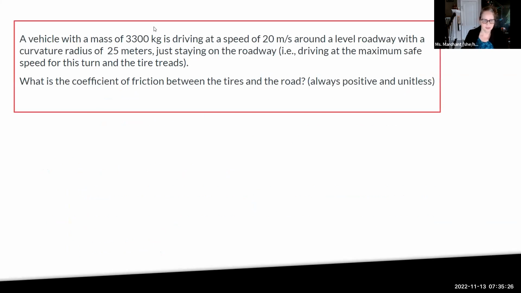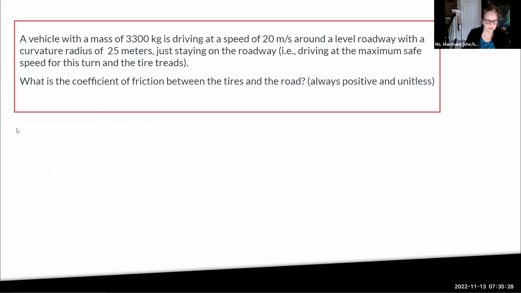A vehicle with a mass of 3,300 kilograms, so I told you right there it's a mass, is driving at a speed of 20 meters per second. That's our velocity around a level roadway with a curve. So that means we're just worrying about it in one direction, just coming right around the curve. The radius is 25 meters.